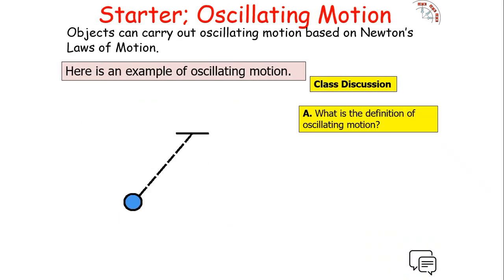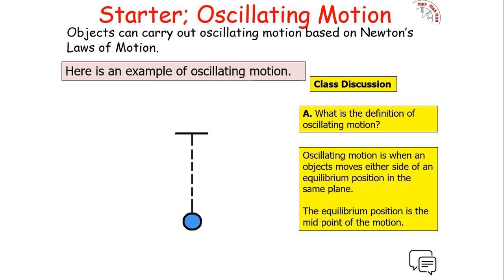Now, objects can carry out what we call oscillating motion based on Newton's laws of motion. But what do we mean by oscillating motion? Well, oscillating motion is when objects move either side of an equilibrium position in the same plane. But what do we mean by equilibrium position? Well, the equilibrium position can be considered the midpoint of the motion.